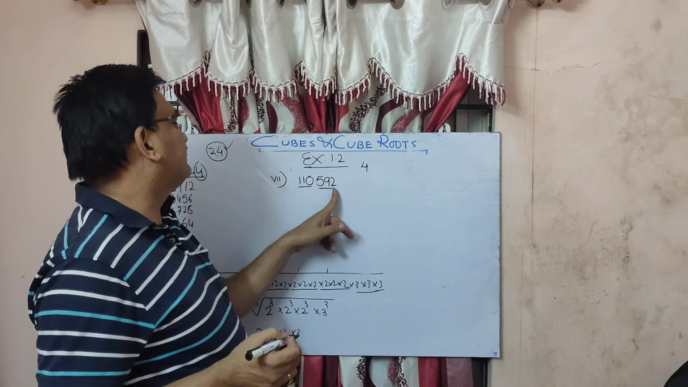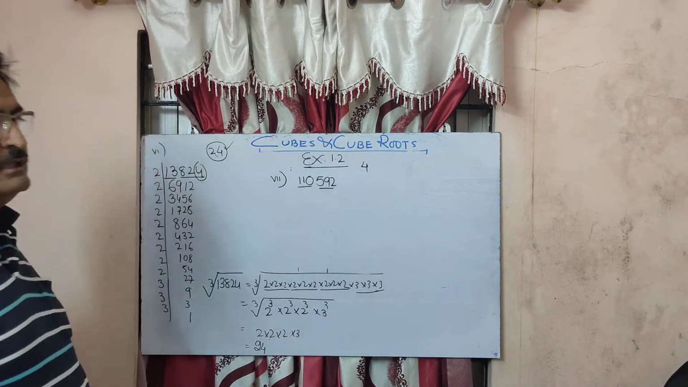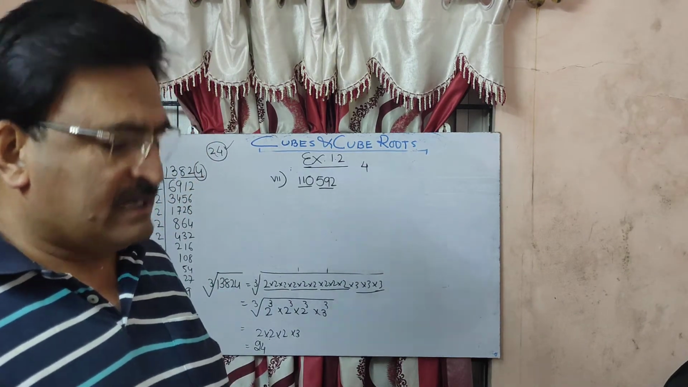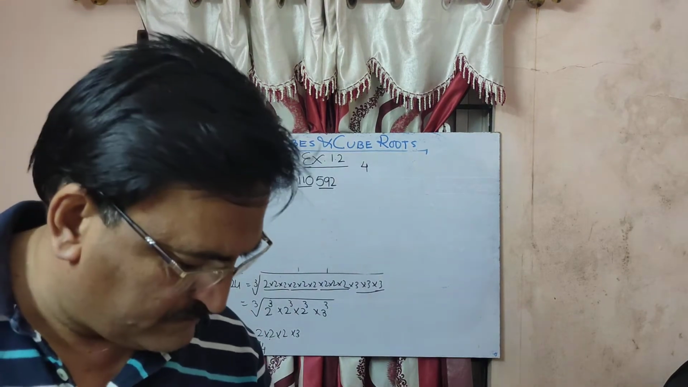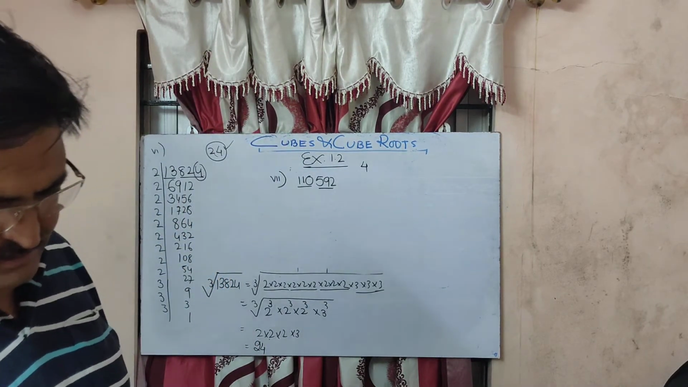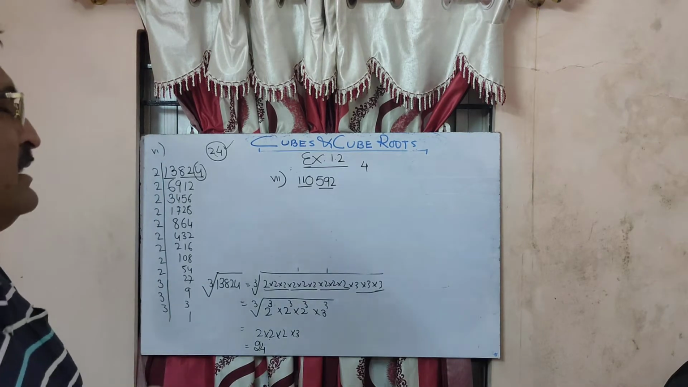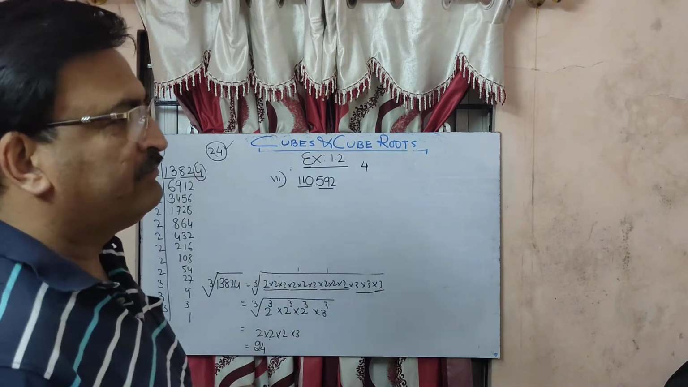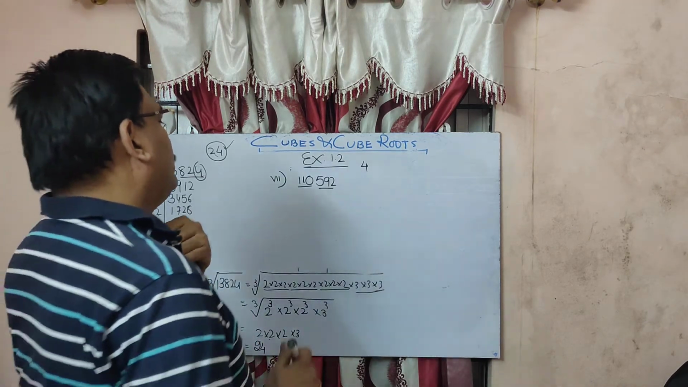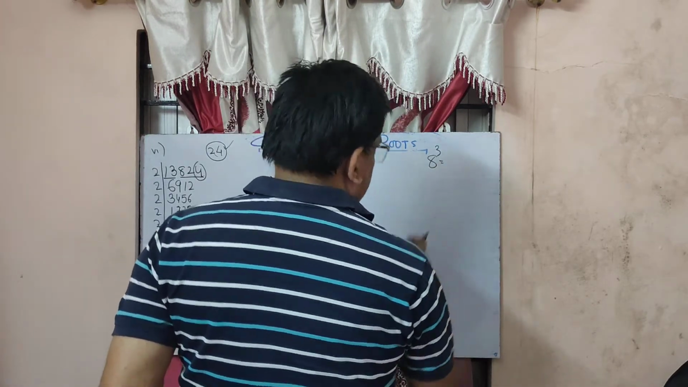If the last digit is 2, what is that number? The cube of that number ends with the last digit 2. What is that number? You have to always remember that. If you can remember, 8 8s are 64, 8 cube. What is 8 cube? So you need to remember all the cubes.